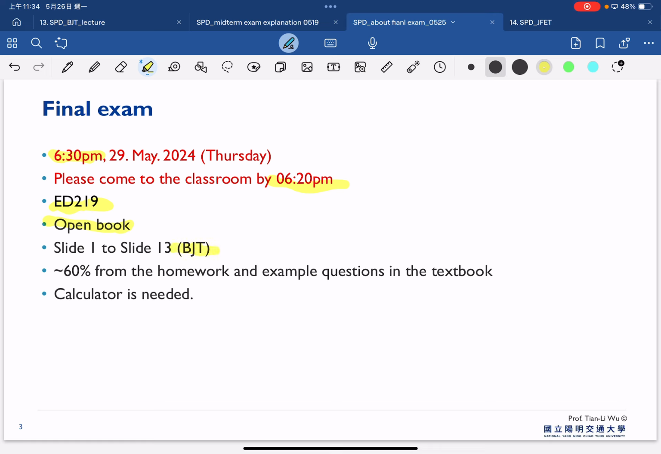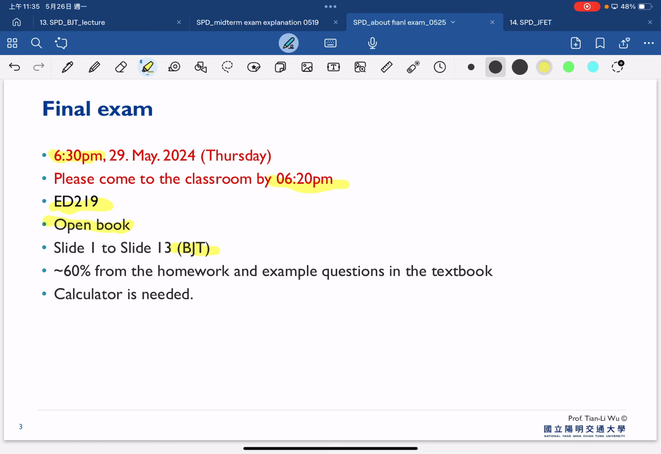And then in here we have slide 1 to slide 30, up to the BJT. We will not include the JFET. We only have the exam up to the BJT, but it's everything. So we have 60% from homework and the examples, and also a calculator is needed. It's definitely needed. But if you want to use a laptop, that's still fine with me.